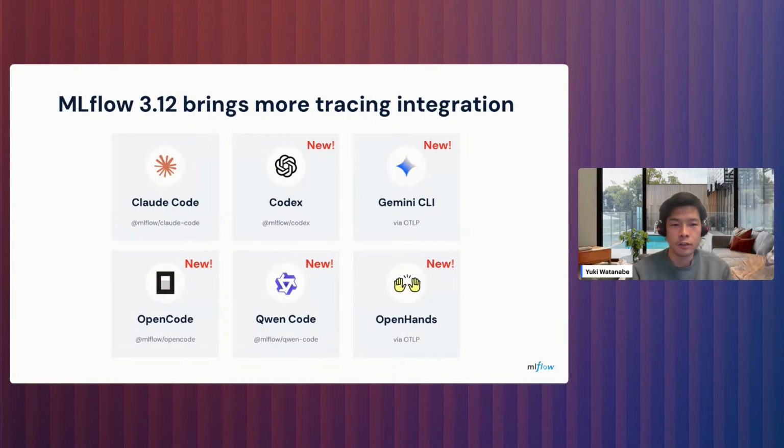So not only Claude Code, now we support Codex from OpenAI, Gemini CLI from Google, and OpenClaw, which is probably the most favorite open coding agent, and Qwen Code, and also OpenHands. So in 3.12, we bring built-in integration for tracing for those coding tools, not only Claude Code.